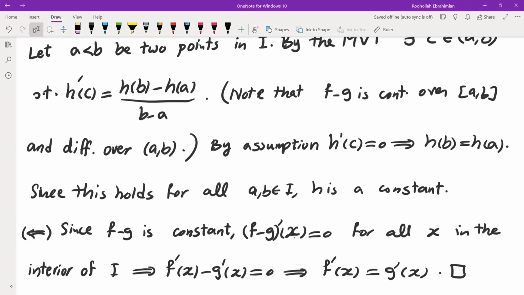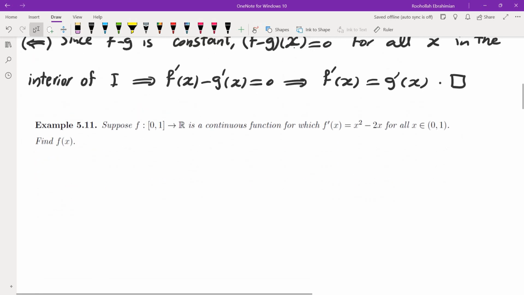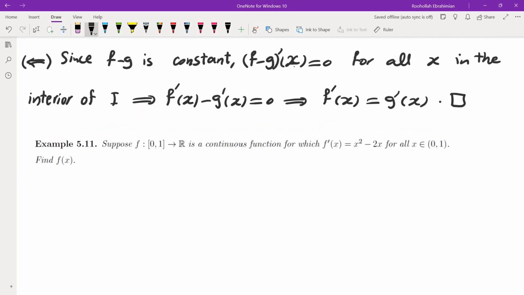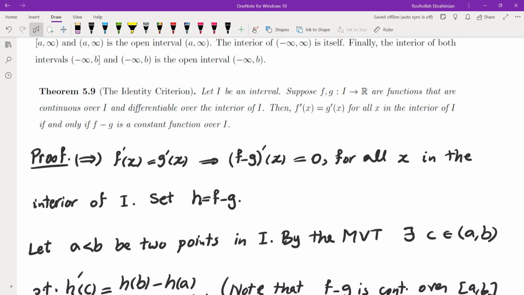Okay, so that's the first application of the mean value theorem. This one is called the identity criterion. So in order to show two functions differ by a constant, you need to show their derivatives are the same.